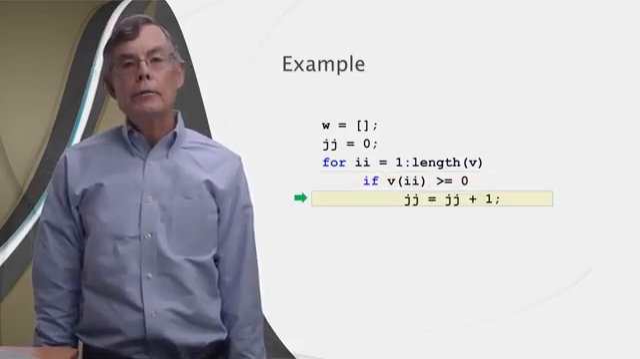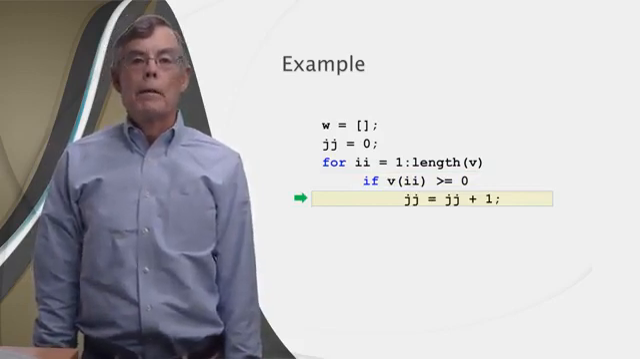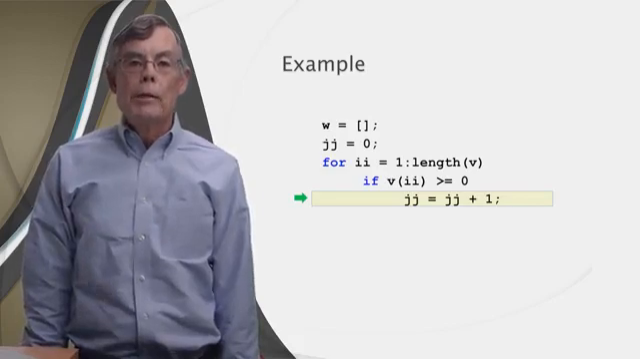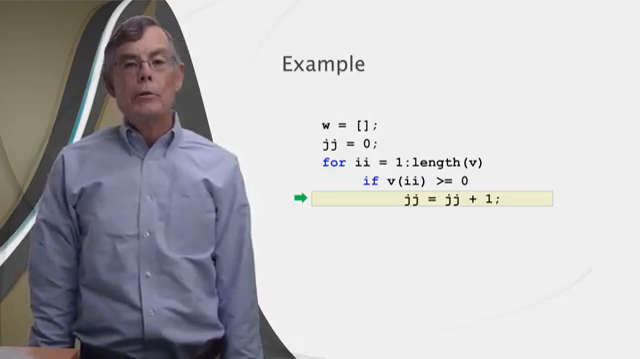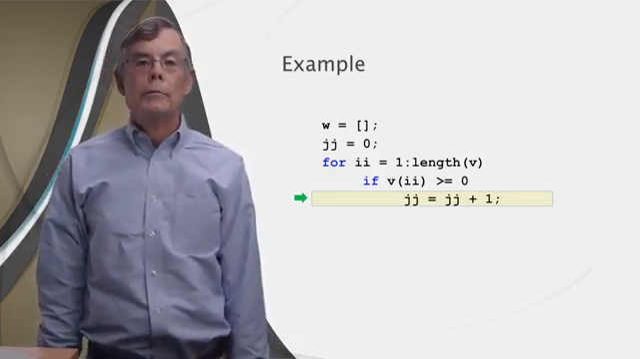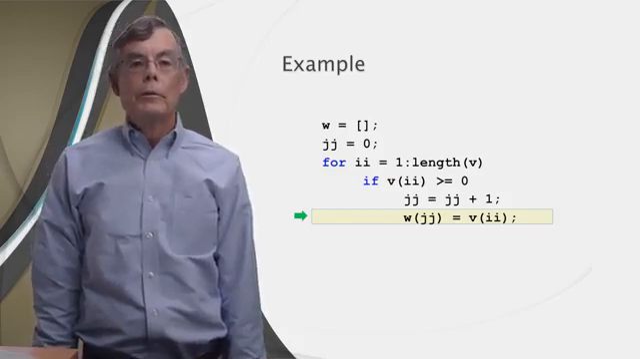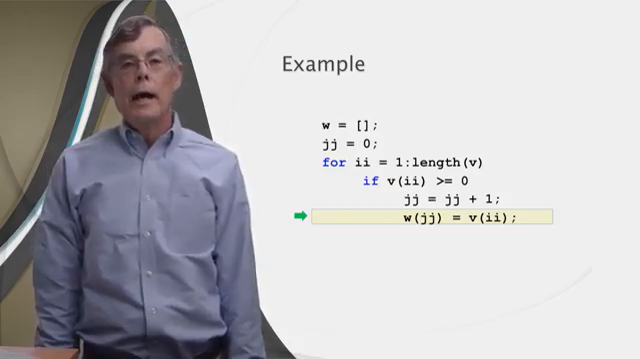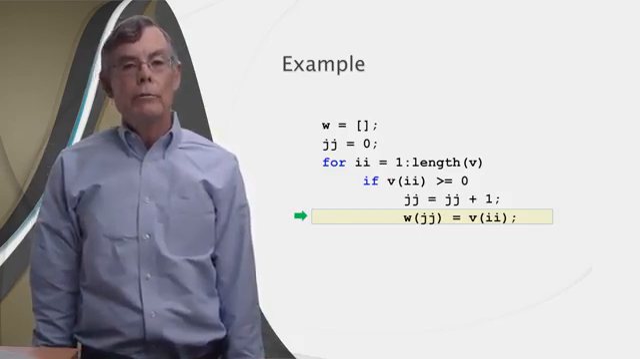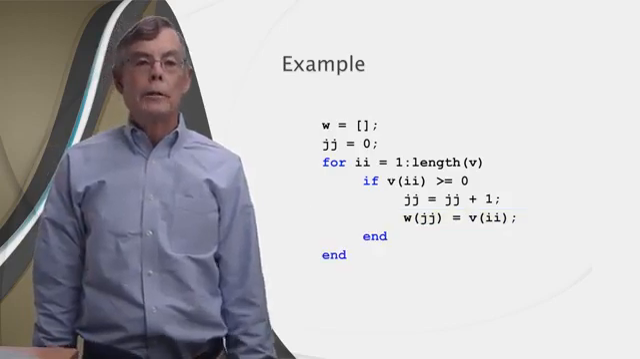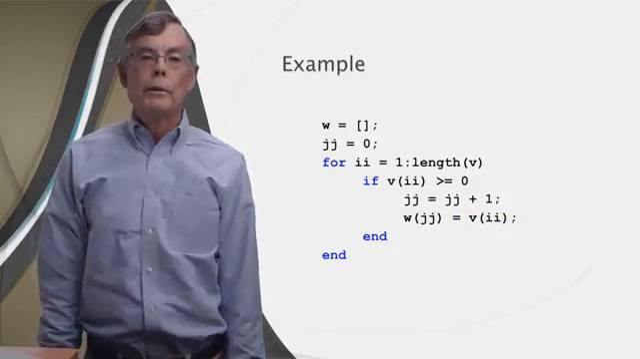If v(ii) is non-negative, we need to insert it into w. We do that by first incrementing jj by 1. Remember, it started at 0, and we need to do that every time there's a new element to add. Then we copy the number into w at the correct position. w(jj) equals v(ii). Again, notice how we use one index for w and another one for v. And that's it. The remaining two lines are just the end keywords closing the if statement and the for loop.